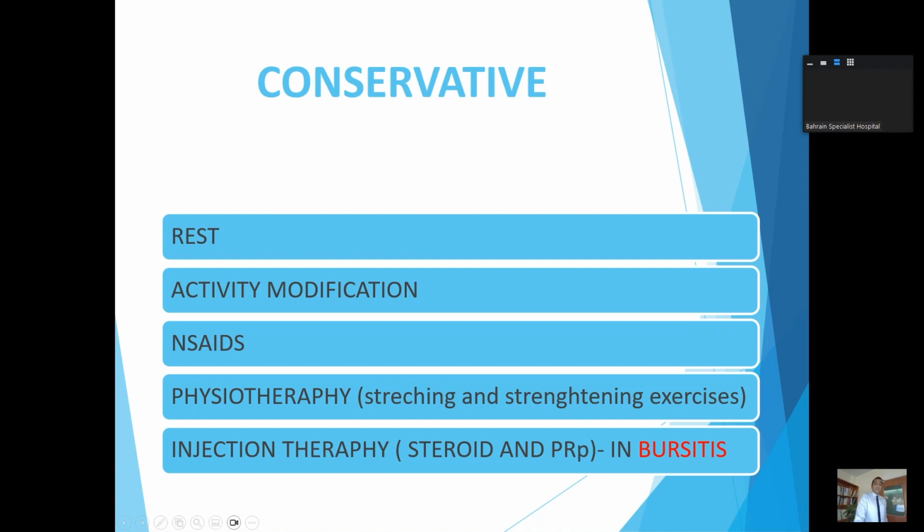So conservative management includes rest, activity modifications, NSAIDs. However, long-term NSAIDs are contraindicated. Physiotherapy, such as stretching and strengthening exercises, can help in partial tears, and injection therapy is suggested only in bursitis. So injection therapy, especially the steroids, should not be used in partial tears because it can lead to progression of the tear to a complete tear.